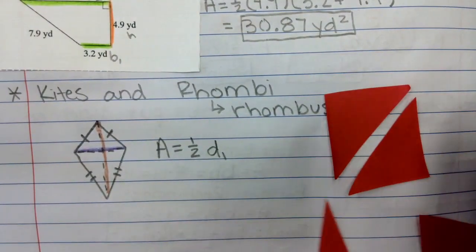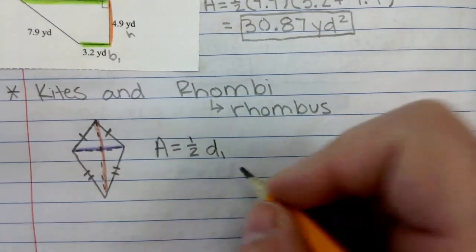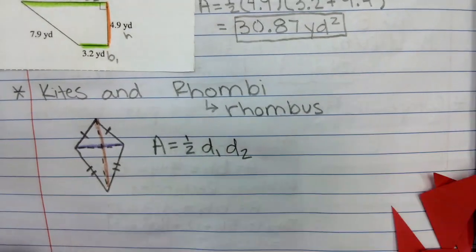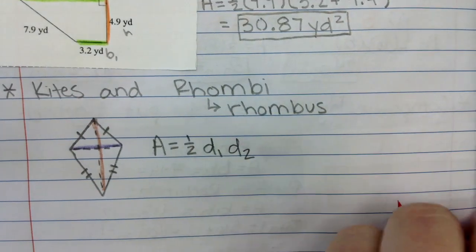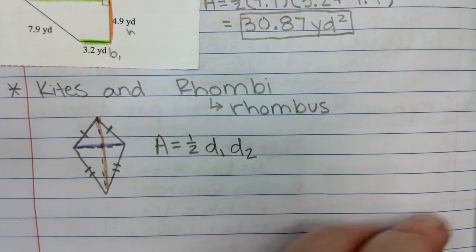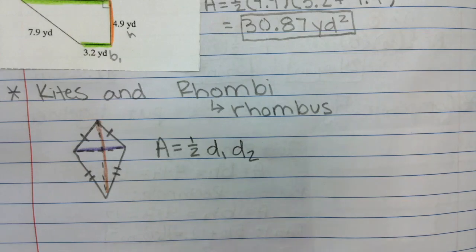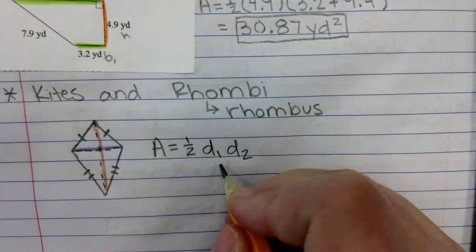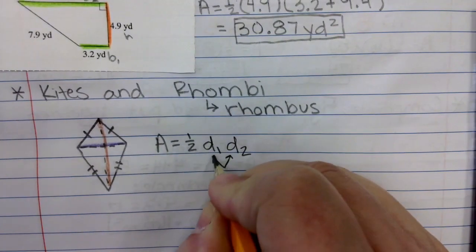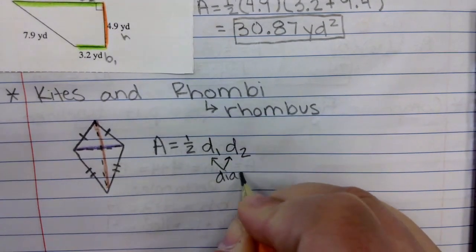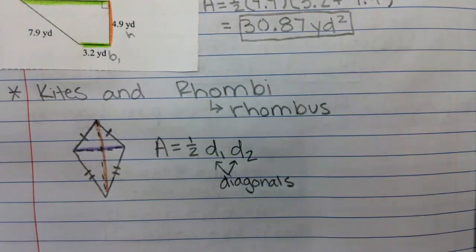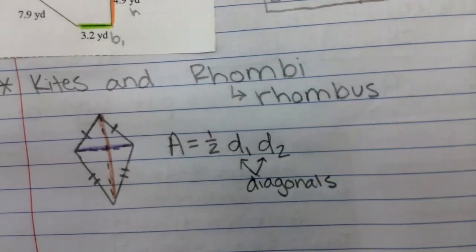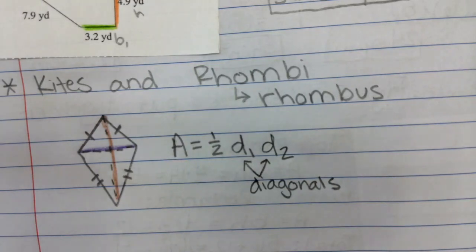Alright, now a rhombi is kind of a combination of lots of things. It's a combination of a kite mixed with a parallelogram mixed with a square. So a rhombi is really similar, but all 4 sides are the same. So this side is congruent to this side, is congruent to this side, is congruent to this side. But we don't have those 90-degree angles. But again, we just do the same thing. We're going to do a diagonal times a diagonal.